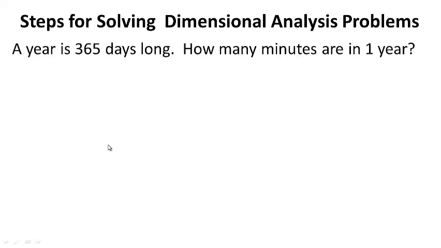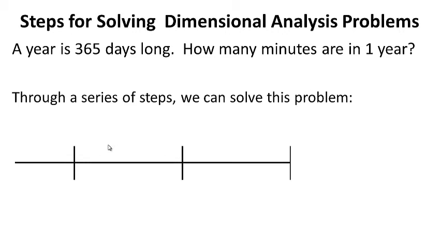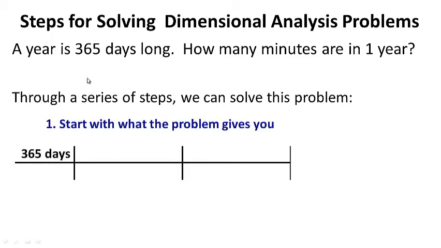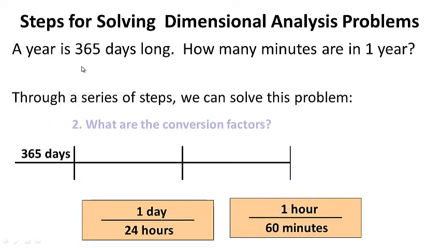All right, so a year is 365 days long. How many minutes are in a year? So through a series of steps, we can solve this problem. Step 1, same steps. Start with what the problem gives you. Well, we know a year is 365 days long. Step 2, what are the conversion factors? Well, one day has 24 hours in it, and 1 hour has 60 minutes in it.